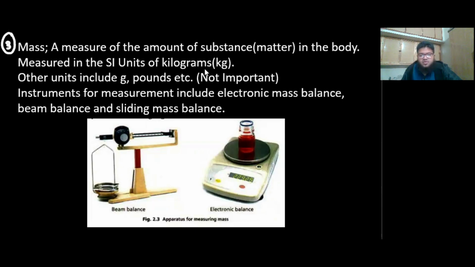And the SI unit over here is kilograms. It's not grams, okay? Remember, it's not grams, it's kilograms. This is the SI unit for measuring mass. Now, other units are also there, such as grams, pounds, ounce, etc., but they are not important for our syllabus. This is the more important one. You should know the interconversion between kilograms and grams, and of course, I'm sure a lot of you would know it. 1 kilogram equals 1000 grams.